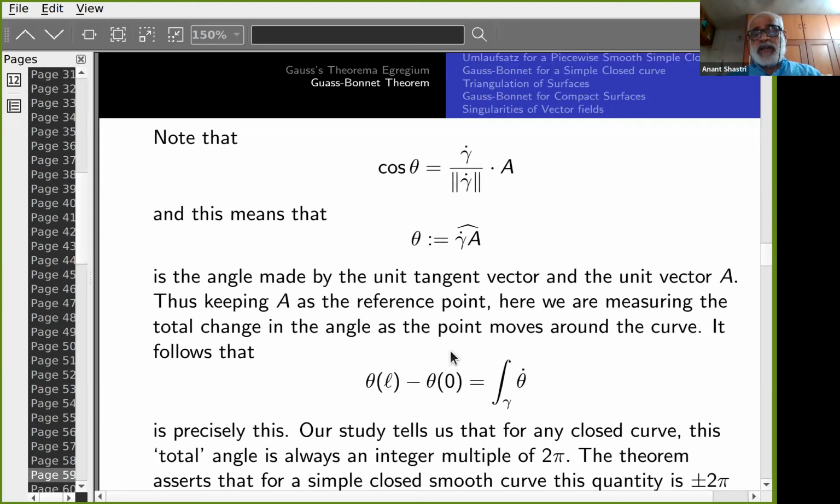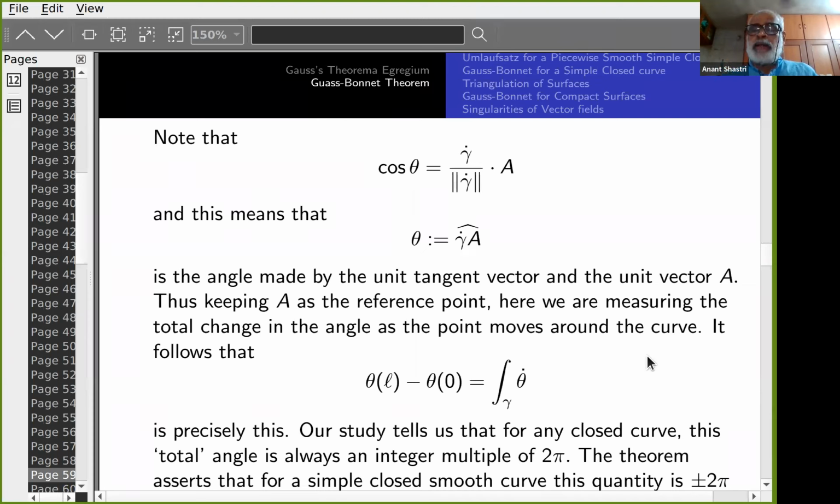So the theorem asserts that if you start with a simple closed curve, no matter what it is, I mean, it need not be a unit speed curve and so on, a simple closed curve inside a surface patch, the total change of angle as you keep going along is plus minus 2 pi. It is just like if you are moving along the curve, keeping your eye always tangential to the curve.